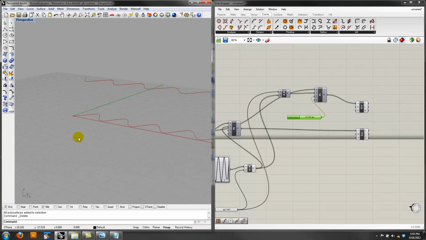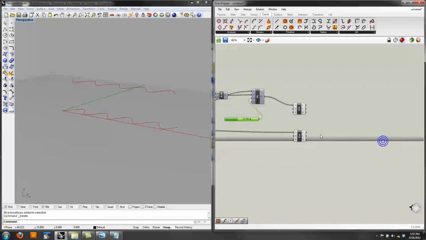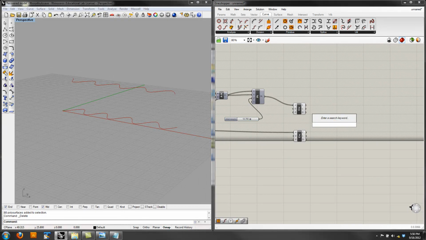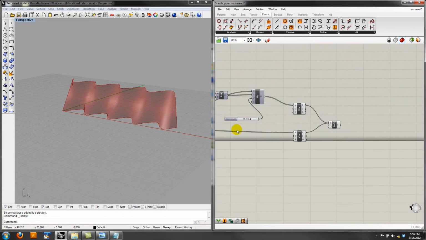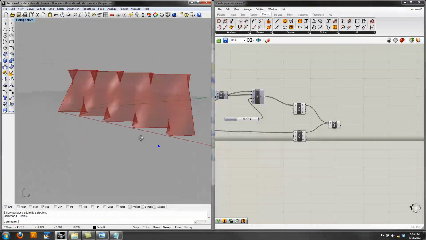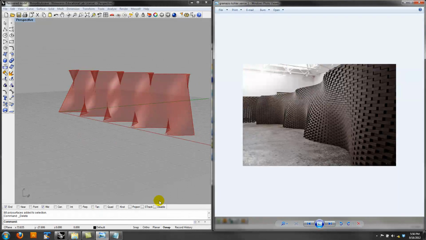So I have two curves. And when you have two curves, you can make a surface, right? You can have any more than two curves, make a loft. So let's do the bottom one first, and then let's shift click and do the top one. And we have a surface. So success, we got a surface. And we had a method that took a surface and created this brick wall.